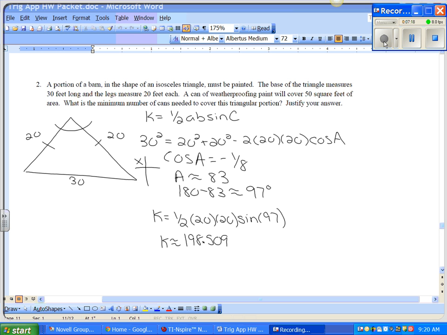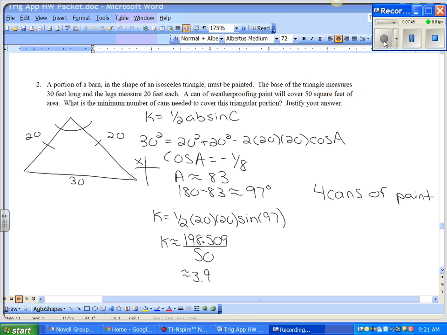Did we stop there? Why? It's asking for how many cans of paint are going to be used, right? So I know 1 can covers 50 square foot of this triangle. So how would I figure out how many cans I need? Yeah, just divide this by 50. And we get 3.9 approximately, right? So we need 4 cans of paint.